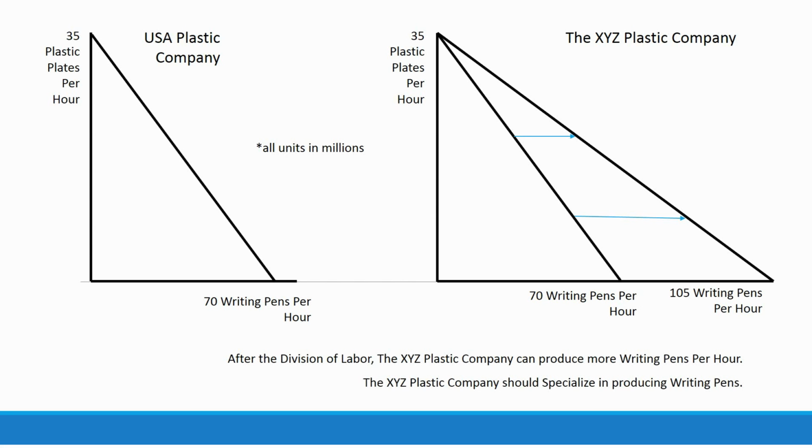And you can see from the arrows here, it just further demonstrates the increase. So after the division of labor, XYZ plastic company can produce more writing pens per hour. The XYZ company then specializes in making writing pens.